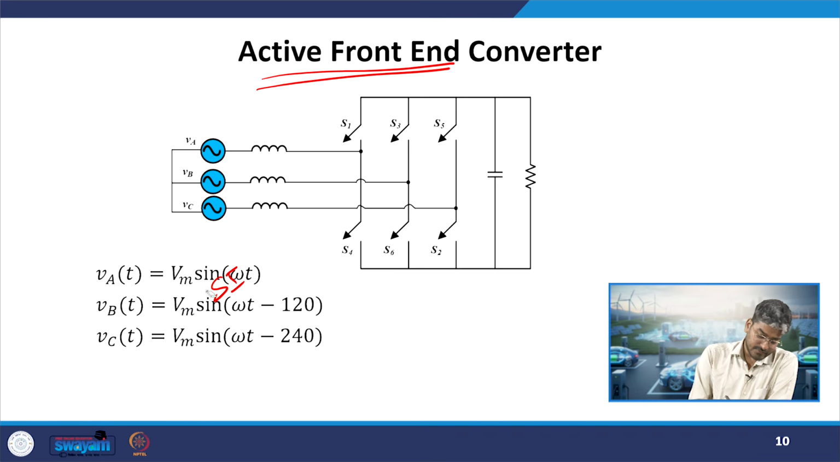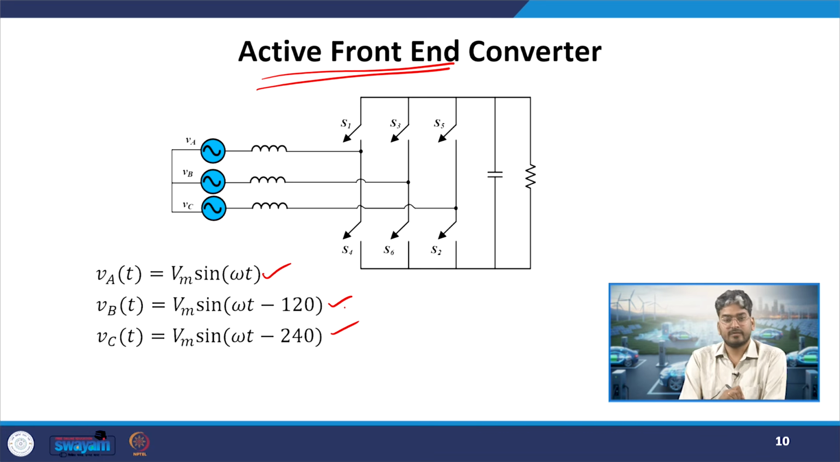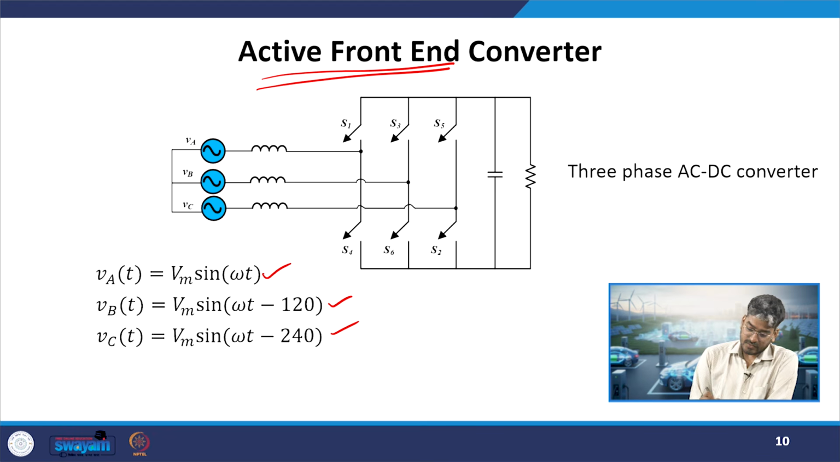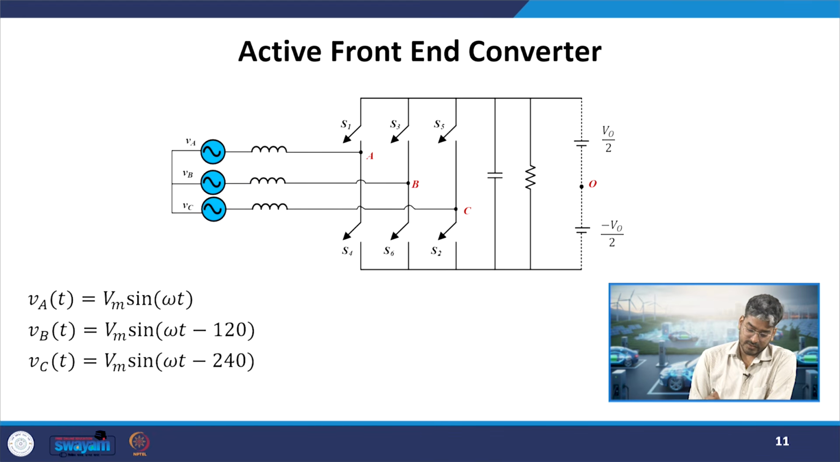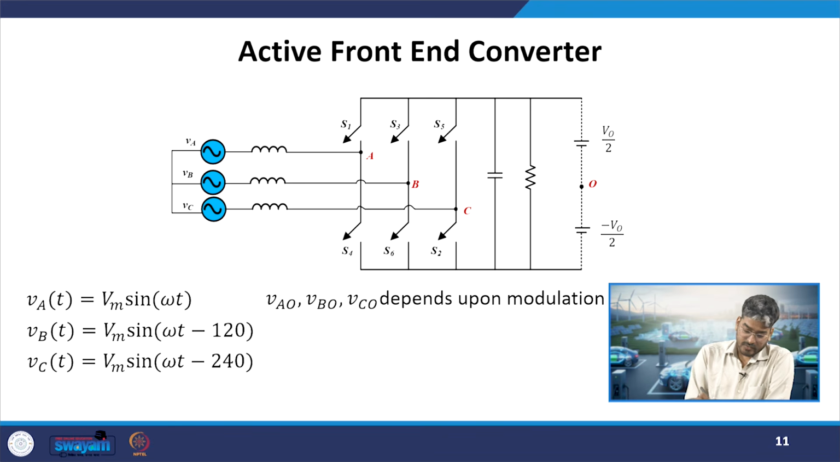So, we have a three phase supply. We will be having three sinusoidal voltages which will be phase shifted by 120 degrees from each other, assuming it is a perfectly balanced supply. Now, in this three phase AC to DC converter, what will be the voltage generated? At this point I will be modulating it by using the control technique, which you will be seeing now.